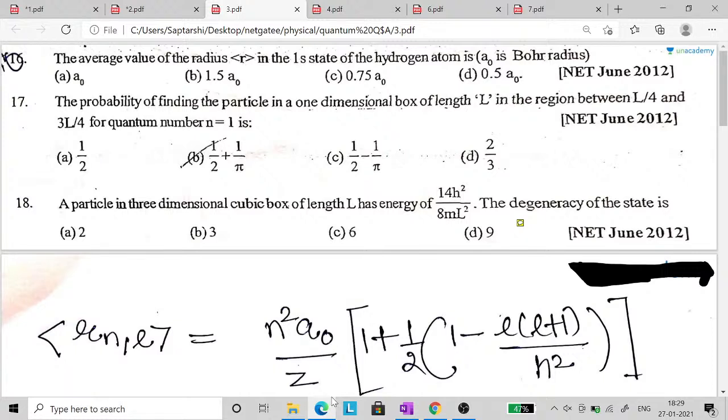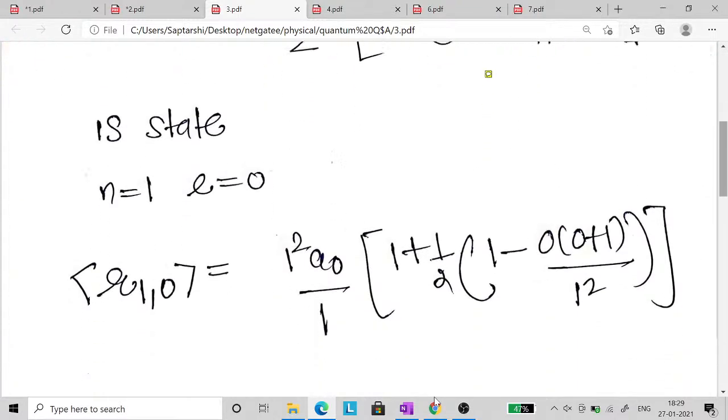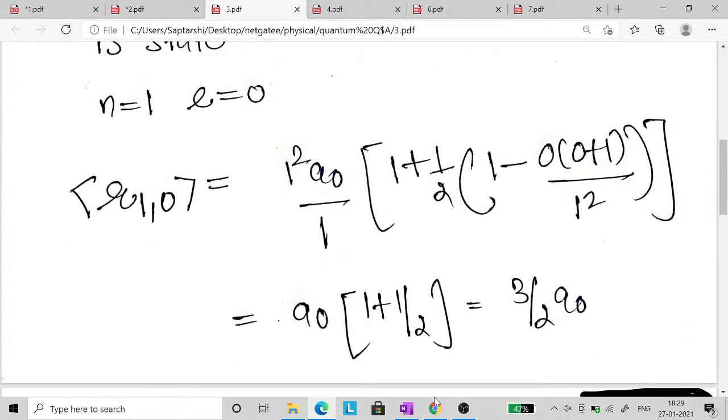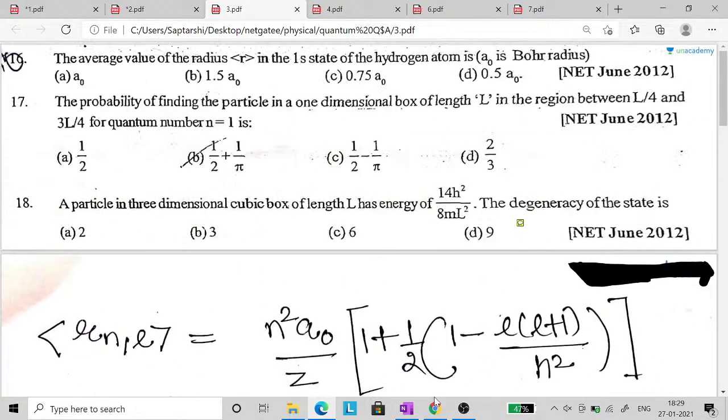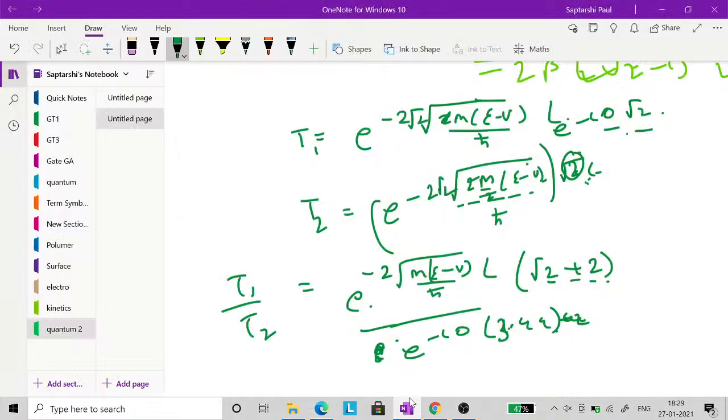Let us try to do that. If I'm not wrong, the 1s state is a very famous one, which comes to 3 by 2 a0. Actually, this you can remember. The 1s state always comes to 3 by 2 a0. It's only 1.5 actually, but I'll just show you how it's done. And this is a very famous 3 by 2 a0 for the 1s state. It's a very famous consequence.